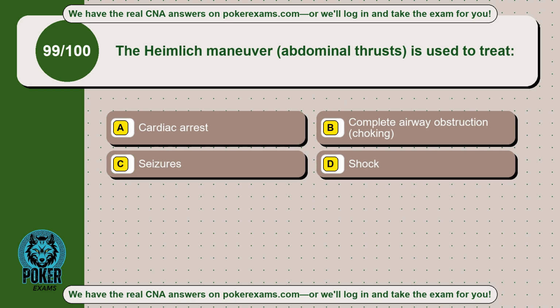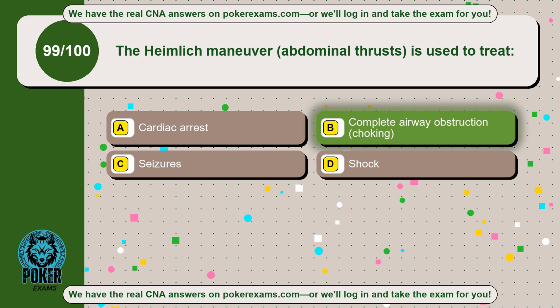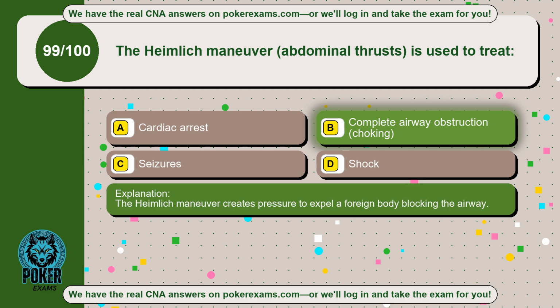Question 99. The Heimlich maneuver, abdominal thrusts, is used to treat: Option A, cardiac arrest. Option B, complete airway obstruction, choking. Option C, seizures. Option D, shock. The correct answer is option B. Complete airway obstruction, choking. The Heimlich maneuver creates pressure to expel a foreign body blocking the airway.